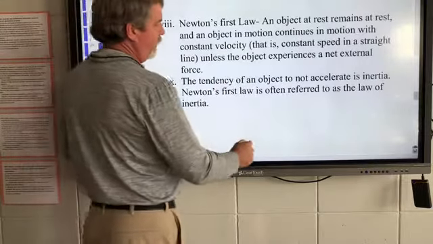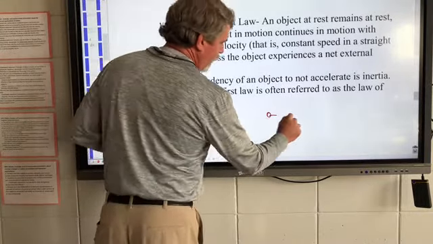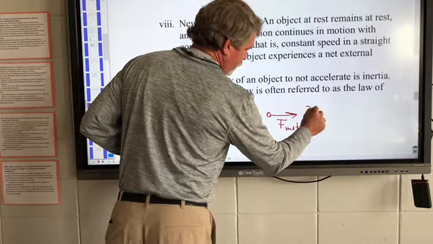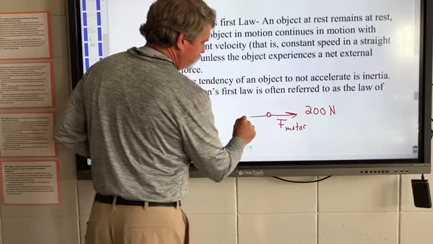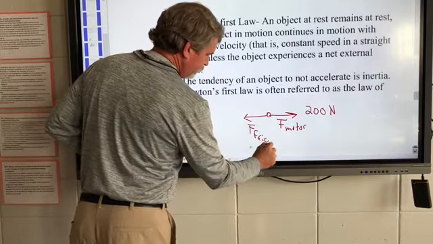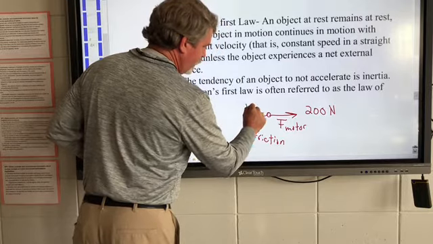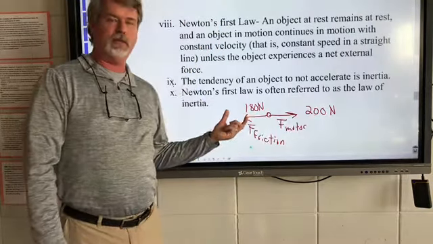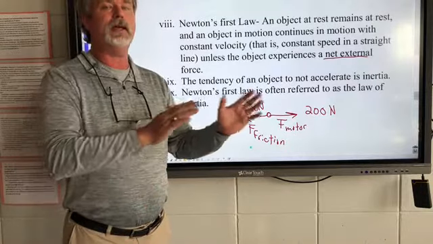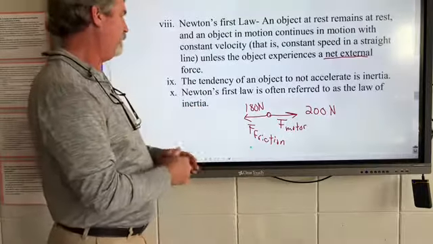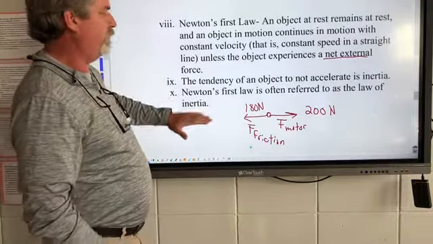So let's take a really quick free body diagram here. Say we have a car, and the car has a force of the motor, and we'll give it 200 newtons. All right, now we have a force of friction, and let's say that force is 180 newtons. So because the motor is greater than the friction, the car has a net external force, which means the car will accelerate. Not only is it moving, it's moving faster and faster and faster. So Newton's first law is often referred to as the law of inertia.